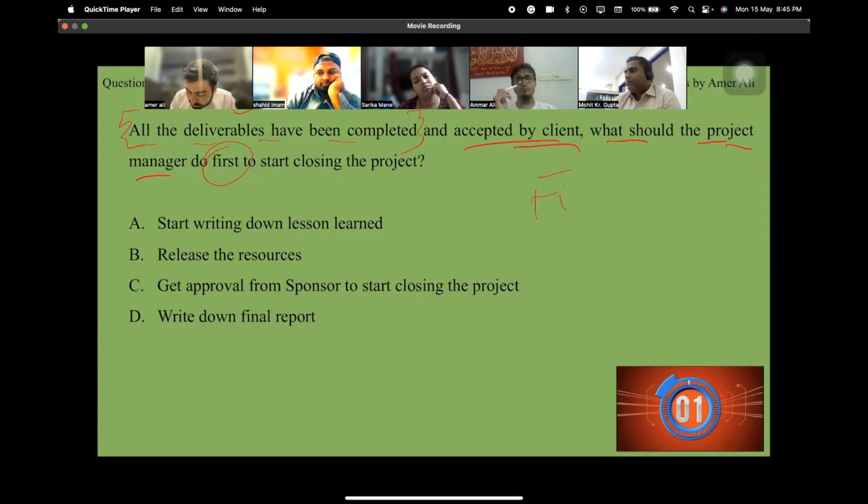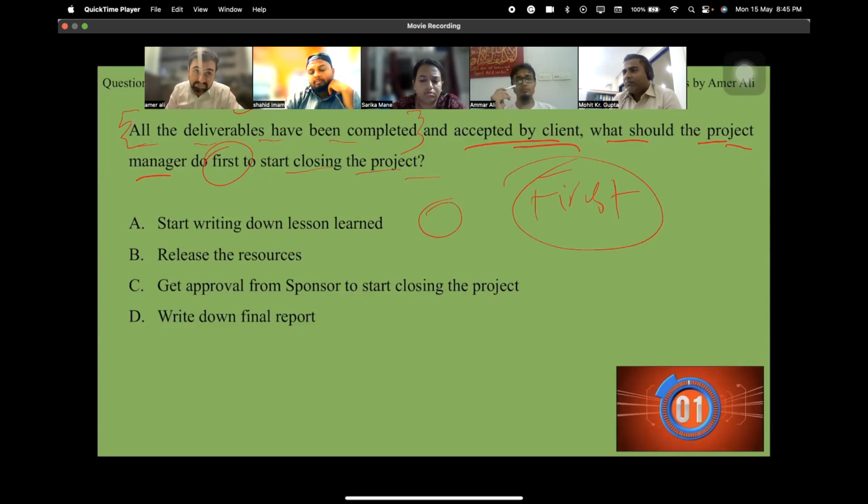The keyword is first, to start closing the project. Now the question yells at you, we want to close that. Okay. Start writing the lesson learned. Yes, he should write lesson learned. That's a good thing. So I'll mark it.